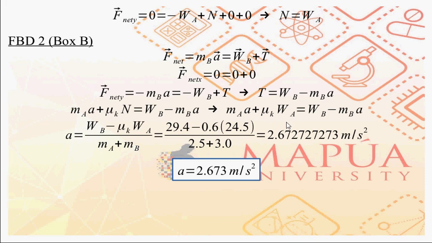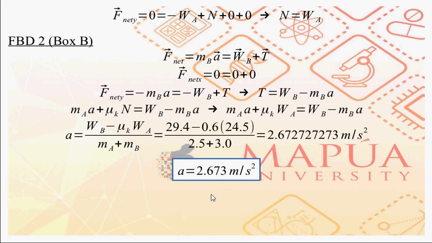The only unknown is acceleration a. We know mA, so we know weight A. We know mB, so we know weight B. And mu k is also given. So, the only unknown is a. Isolate a and plug in the values, and you'll be able to calculate the acceleration to be 2.673 meters per second squared.